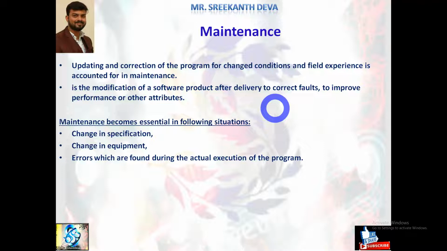Okay. The last phase is called maintenance. Updating and correction of the program for changed conditions and field experience is accounted for in maintenance. It is a modification of a software product after delivery to correct faults, to improve performance or other attributes. Maintenance becomes essential in situations like change in specification, change in equipment, and errors which are found during the actual execution of the program.